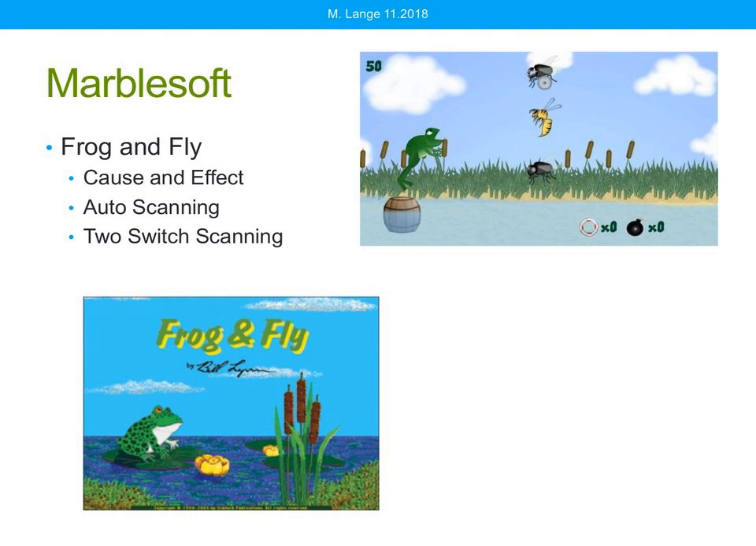In auto scan, my choices are scanned, so I can choose what the frog is going to eat. So here he has 3 different choices of bugs he can eat. Or it might be that a bug is moving across the screen and the frog needs to get that bug at the appropriate time. That can be used to work on auto scanning. There's also a mode where we can specifically work on 2-switch scanning. Hook up 2 different switches to that switch interface. One switch is going to move through my choices. The second switch is going to make the selection.